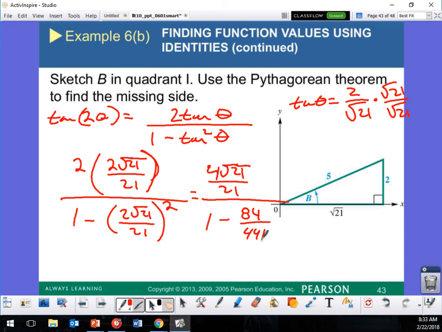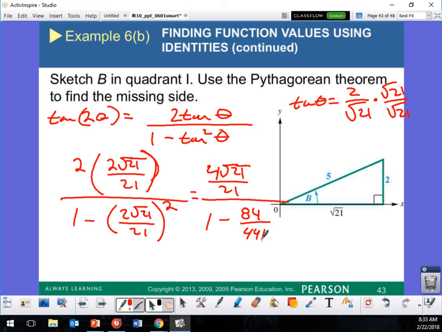Okay. Now, what was the trick I showed you guys with the one right here? Common denominator, right? So is this 441 over 441? Yes. Okay, so let's do that. So it's 441 minus 84. What is it? 357. Yeah, it's 357.